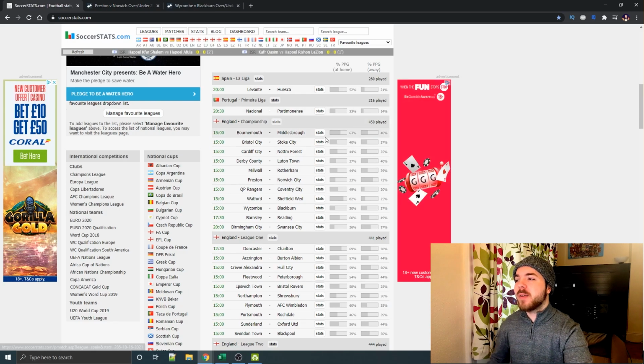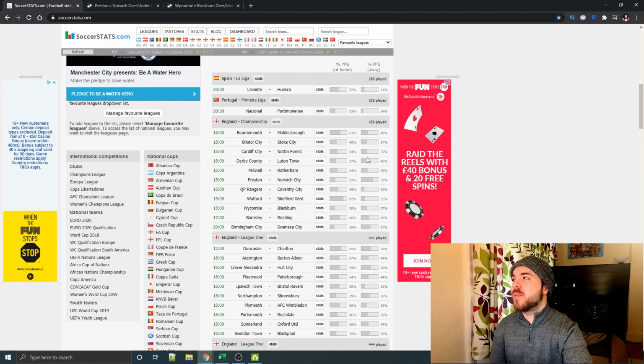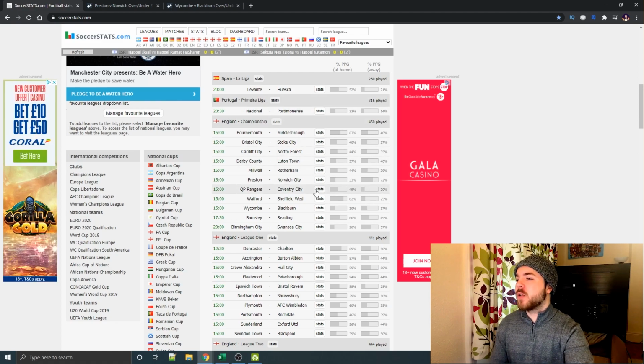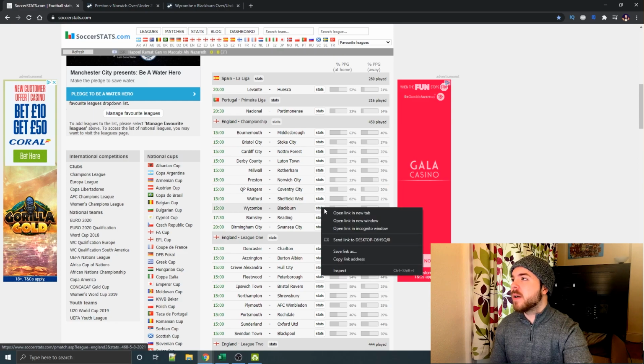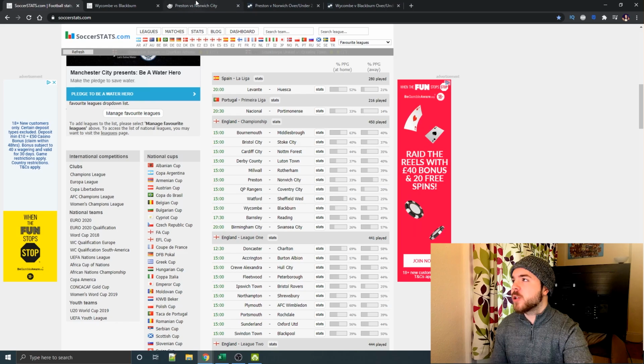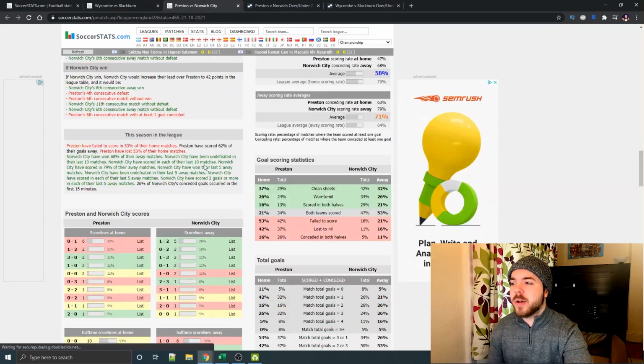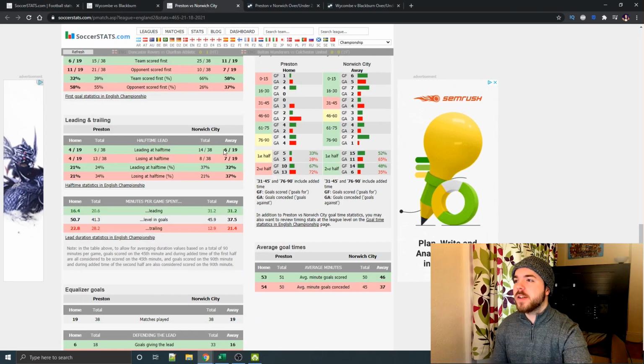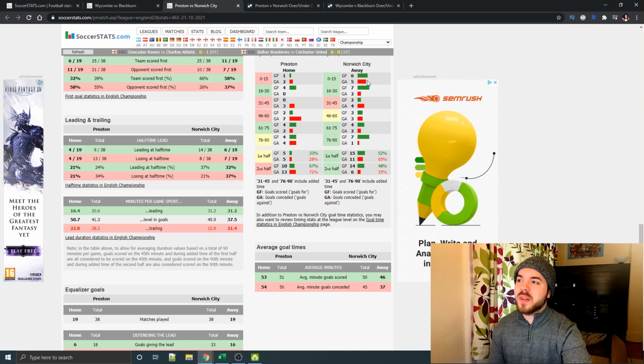So then what you're going to want to do is come over to Soccer Stats, or whichever stats website you're using. You're then going to open up them websites. So we've got Wickham and Blackburn, and then we also have Preston and Norwich. Let's get them up and double check when the goals have been going in. With Preston Norwich, you can see Norwich score and concede a lot in the opening half hour. So that is definitely not one we're going to want to be using. That is instantly a red flag there.